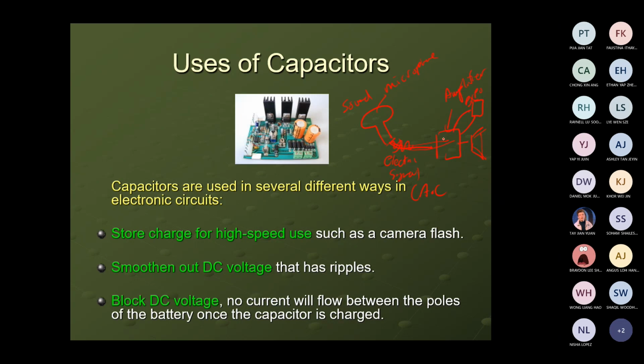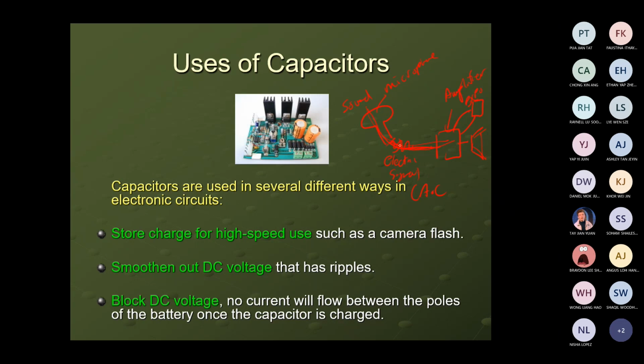The amplifier current can sometimes leak into the microphone. If the direct current from the amplifier leaks to the microphone, and you are holding the microphone, you can be electrocuted. So in this case, we want the alternating current from the microphone to reach the amplifier, but at the same time, we don't want the direct current from the amplifier to reach the microphone.